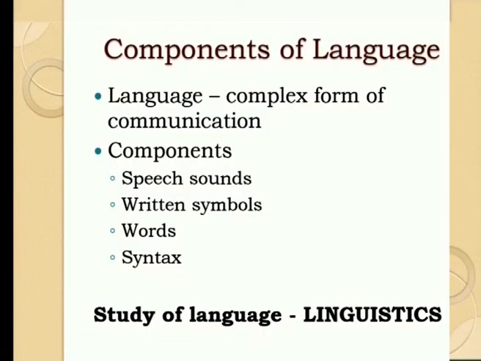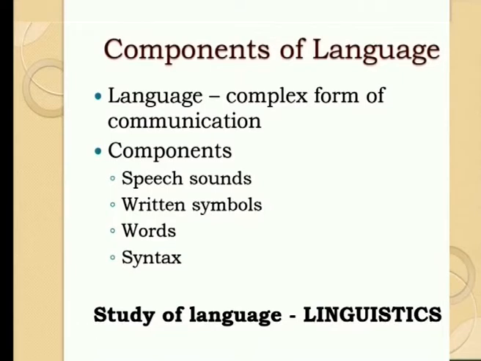Next, components of language. When you're talking about the components, you understand it is the different parts of a language. We know that language is a complex form of communication. So what are the different components which combine to form a language? They are speech sounds, written symbols, words and syntax. All these are the components, the ingredients of a language.